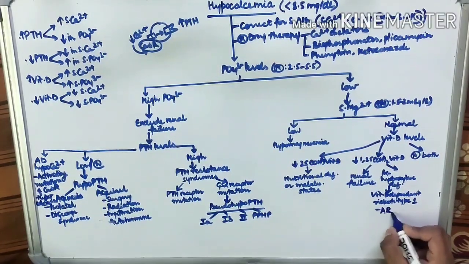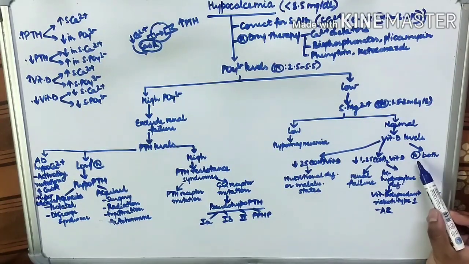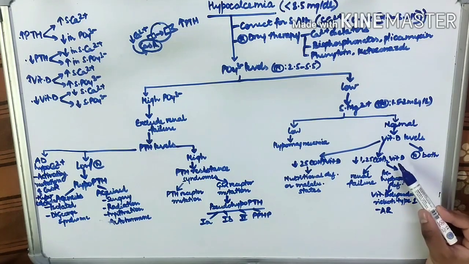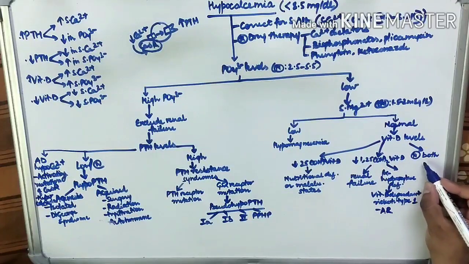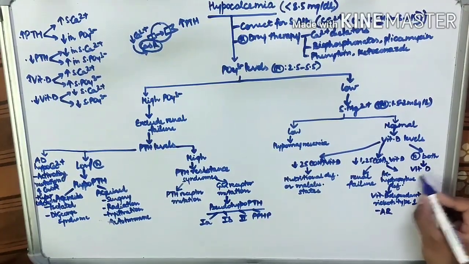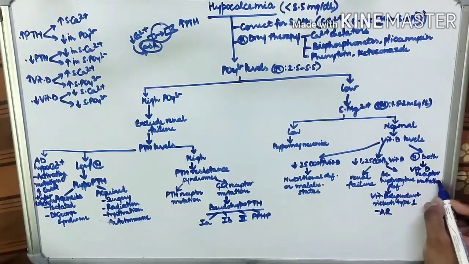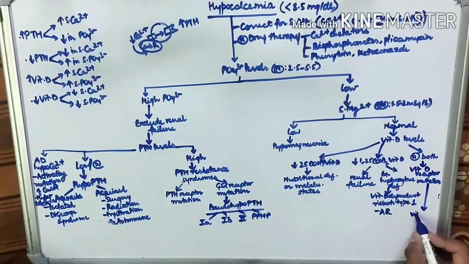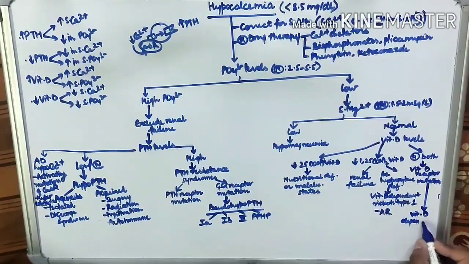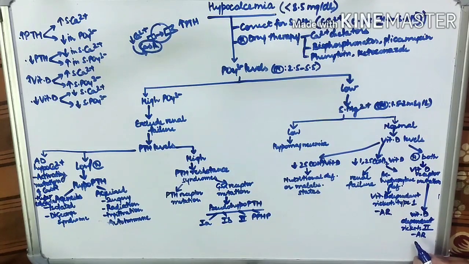It is autosomal recessive. Now, if both 25 hydroxy vitamin D and 1,25 dihydroxy vitamin D levels are normal, or rather increased 1,25 dihydroxy vitamin D levels, then you should think of vitamin D receptor mutation. And this condition is known as vitamin D dependent rickets type 2, which is actually a vitamin D resistant condition. Again, autosomal recessive. You have to give frequent nocturnal calcium infusions to treat this condition.